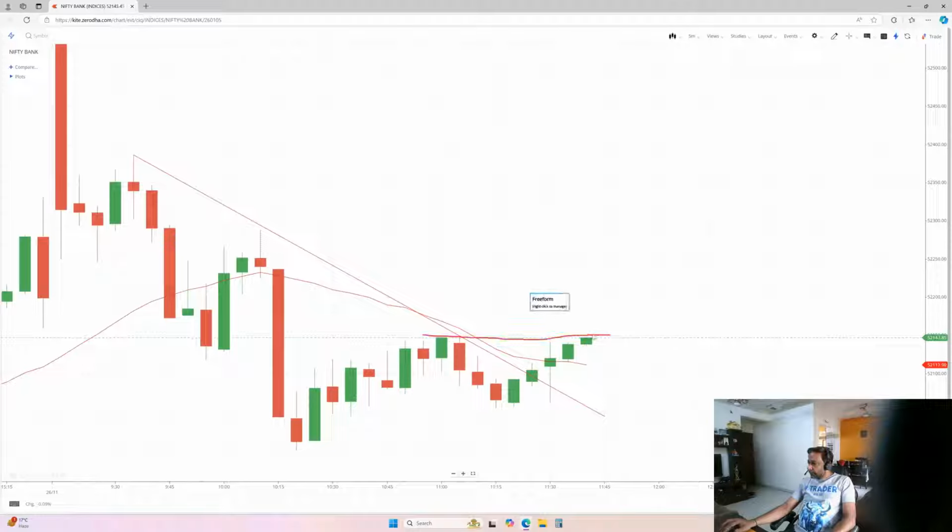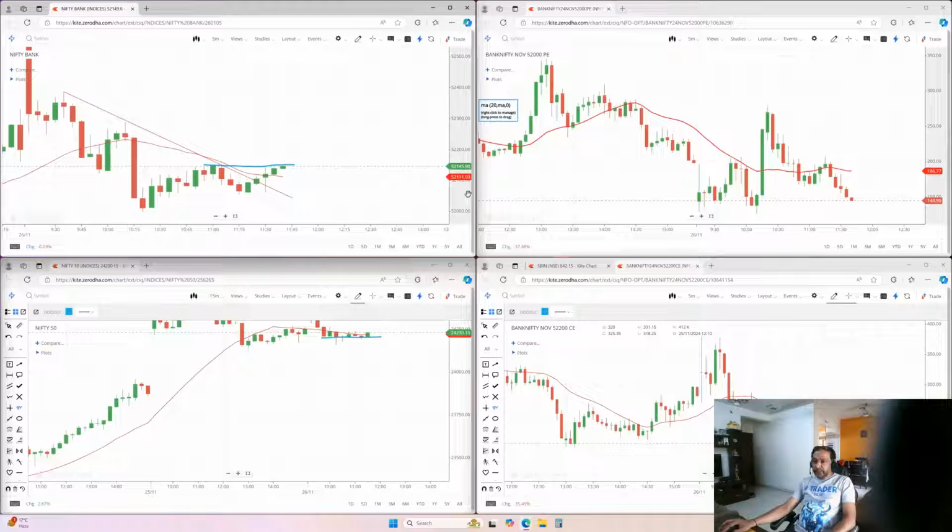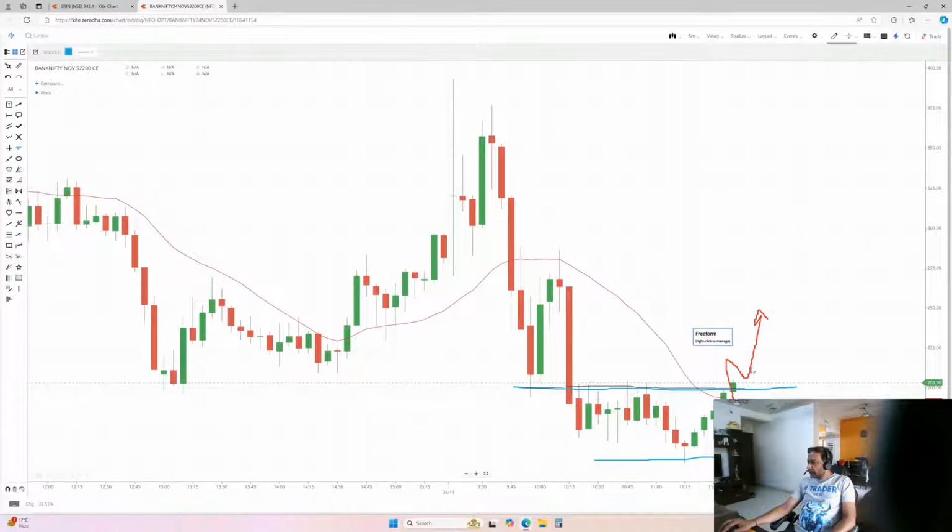Bank Nifty is trying to cross 150. So it is the right time to enter into this 200 call option. Let me remove this drawing. Okay, it has crossed 200. Suppose we make an entry around 204 or 205, let's see. It's just a paper trade.